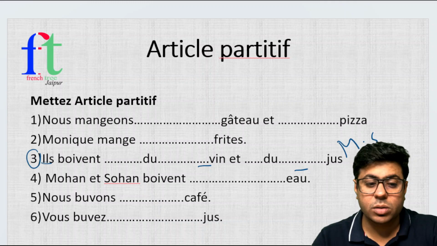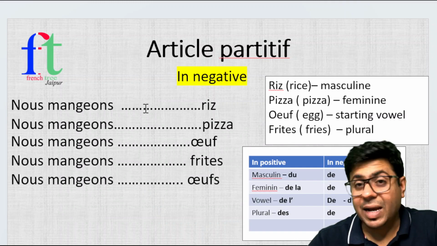Now we are working on the exceptions part of this grammar. There are only two exceptions. First, that was the grammar that you saw: du, della, del apostrophe, and des. That's it. Now we come to the exceptions. We have taken the same example that we did in the last one. But what is there? We are working on this part in negative.